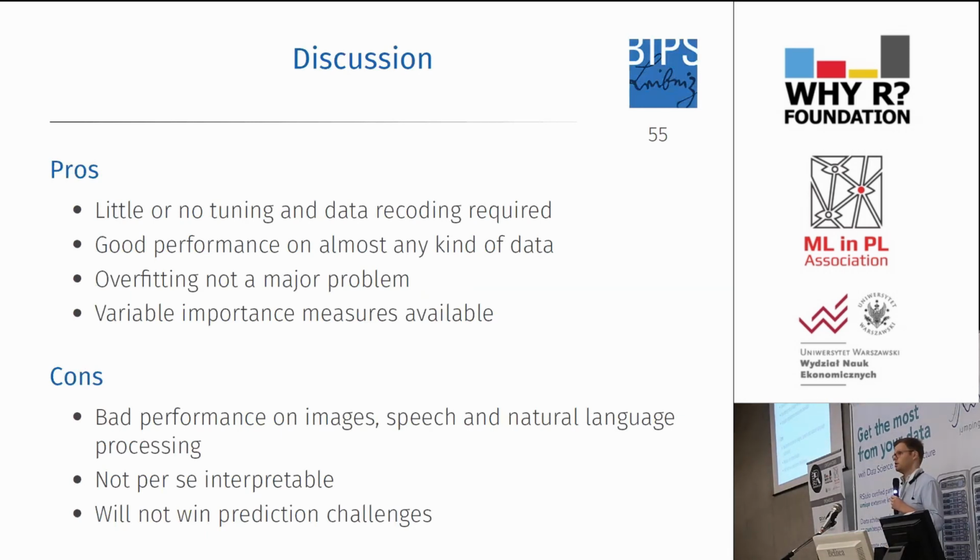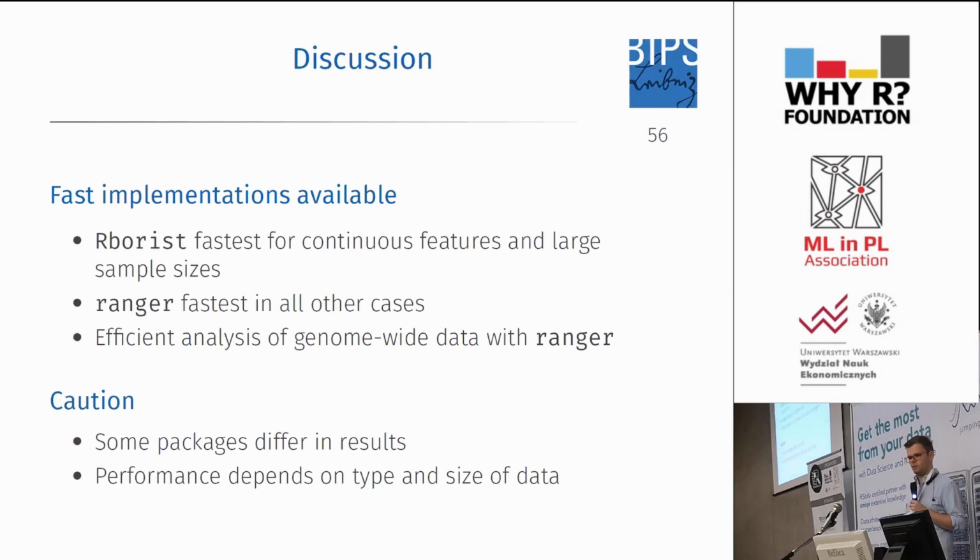Because it's often a very well-performing approach, it's fast, it's easy to implement, and so on. But you will usually find, if you have time and computing power, another method which is better than the random forest. On the implementation side, I would suggest to use the arborist for continuous features and large sample sizes, which is quite common, and the ranger in all other cases. And if you have genome-wide data, then obviously also ranger is a good choice.